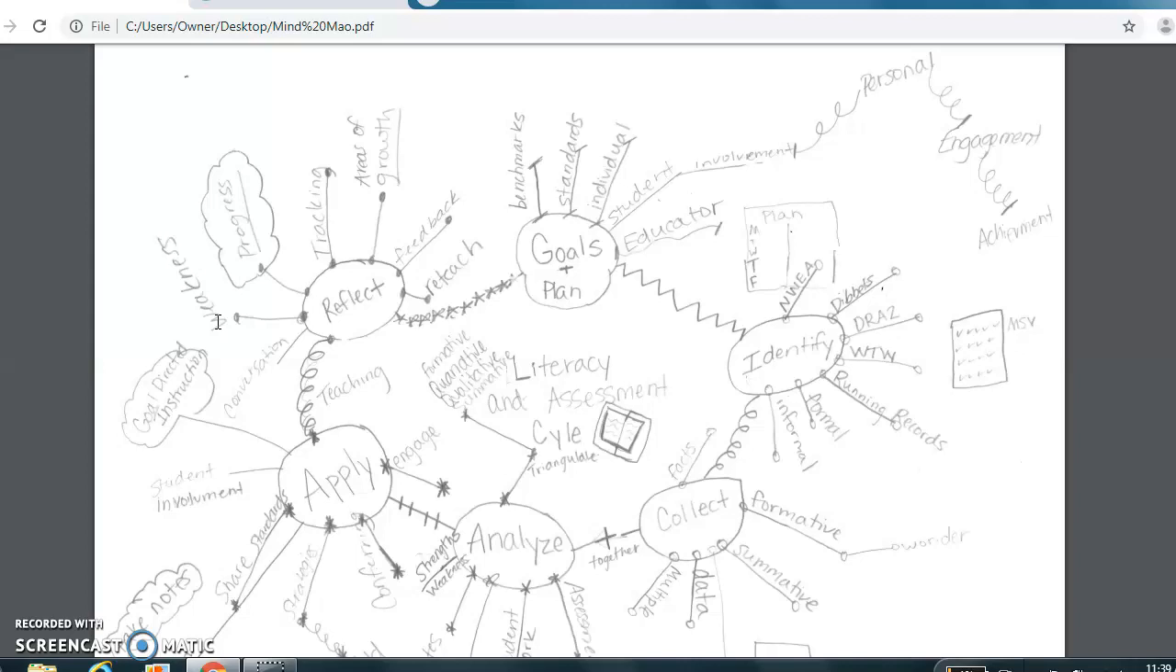Okay, they met this standard. Now what other strategies or benchmarks do they need to be meeting? Identifying what assessment I can use, collecting it, analyzing it, applying it, teaching it, and then reflecting and seeing if that teaching worked or if you need to go back and reteach. So yeah, that's my mind map.